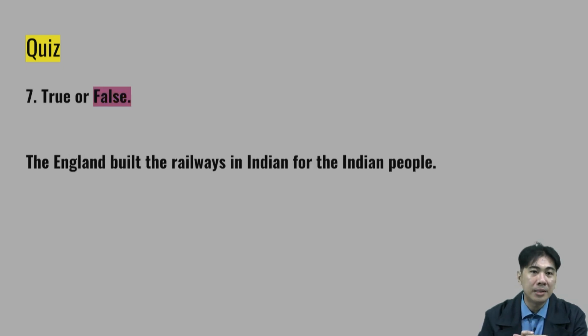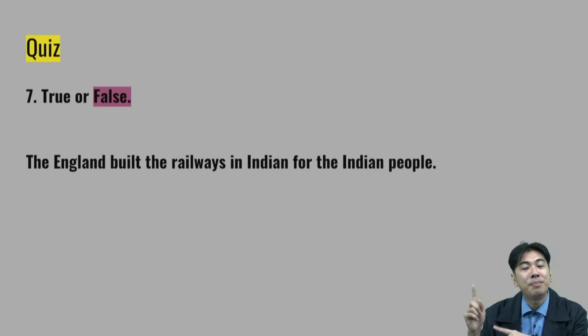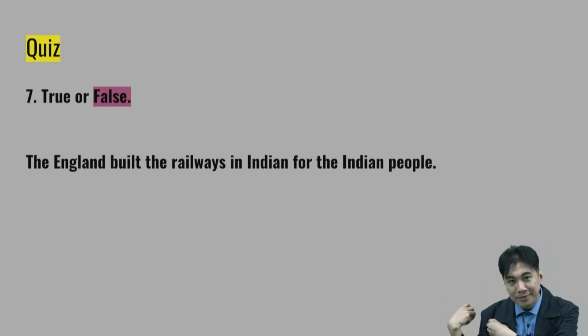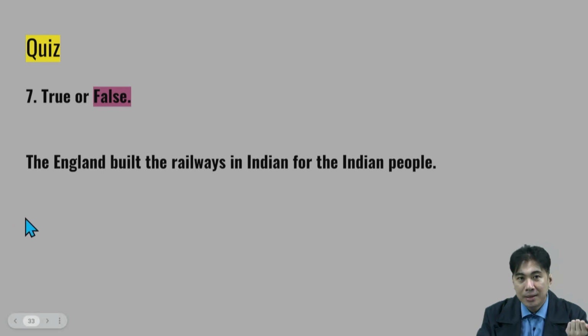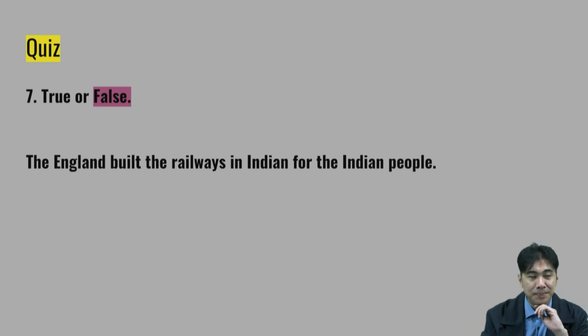7, true or false, England built the railways in India for the Indian people? False, no. England built the railways for England. Just like Japan. Japan built trains in Korea, not for Koreans, but for Japan. They built trains to take all the property and the goods from Korea to bring to Japan. Same thing with England. They built trains in India, not for Indian people, but to bring property and money back to England. So this is false.